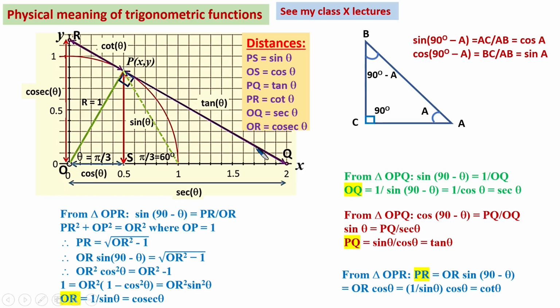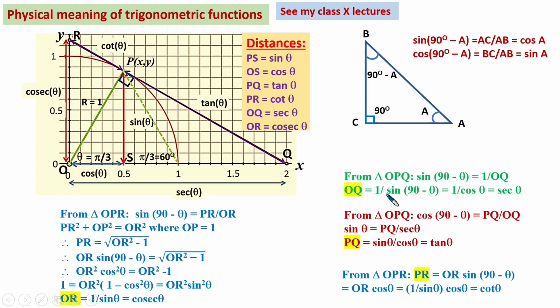So similarly, if I take a triangle OPQ here, if this angle is theta, this is 90, this has to be 90 minus theta as I have shown here. So sine of 90 minus theta is opposite side upon hypotenuse. So this is the hypotenuse from here to here, that is OQ. So 1 by OQ, and this distance is 1, which we know.